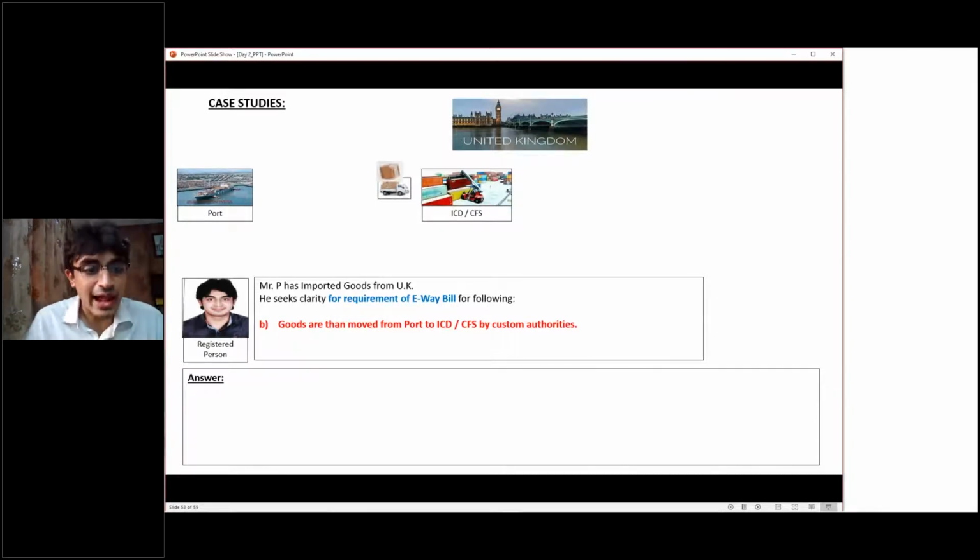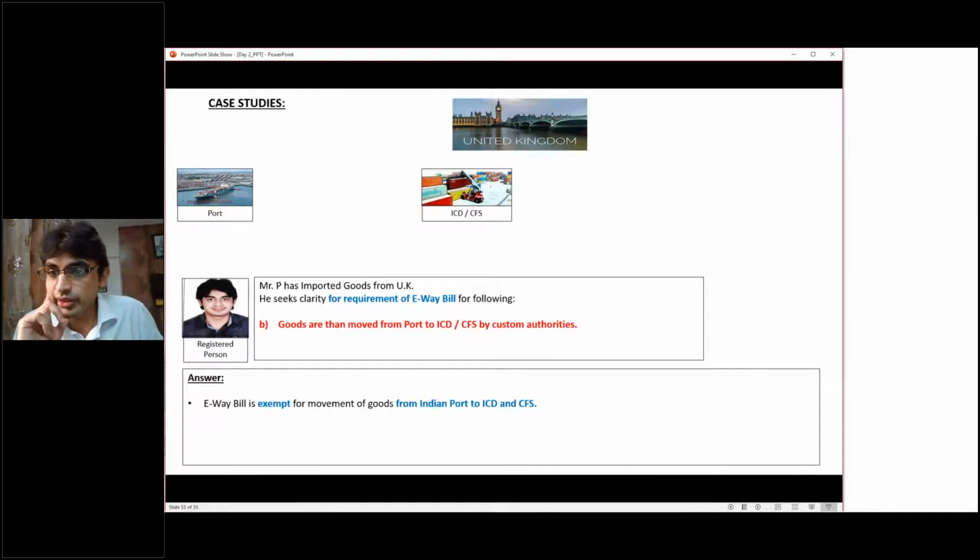So whenever there is a movement from the customs port to ICD, e-way bill is exempt. Again, e-way bill is exempt because the customs people are using that truck. How will I come to know?